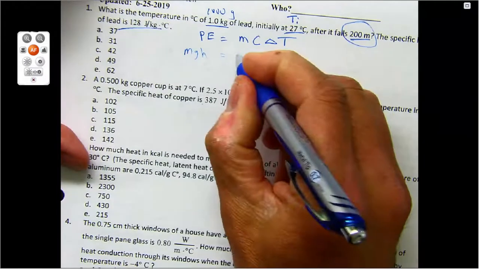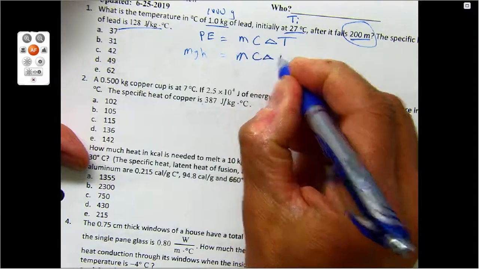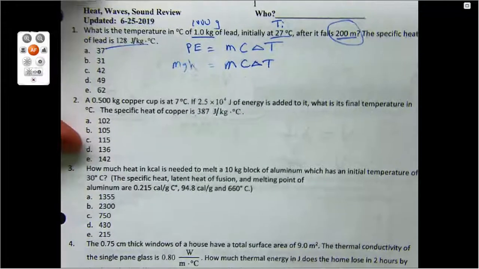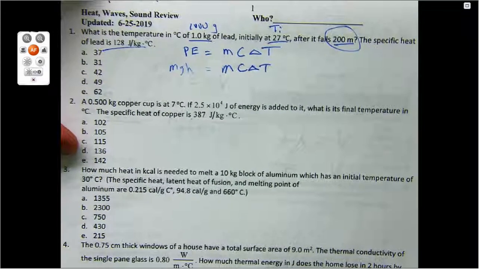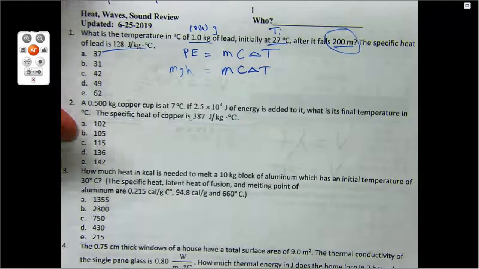Right? I think that should pop out of there. That'll pop out of there. What else we got?